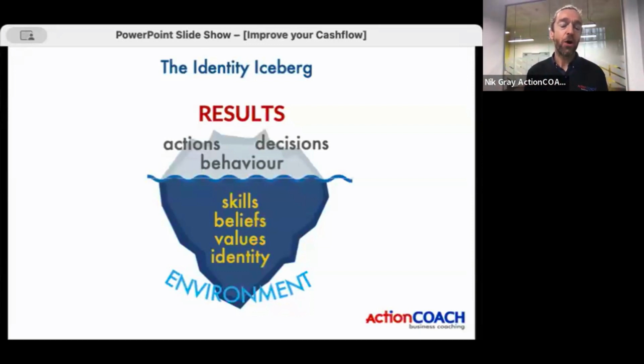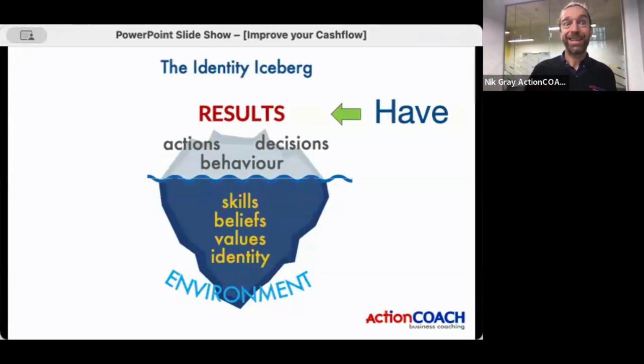So let's look at results. We take it back to one of the previous slides. Results is what you want to have. So if we're talking about cash flow, what is it that you want to have? Do you want to have 3 to 6 months worth of expenditure in cash in the bank ready in case of a rainy day? That would be a sensible goal to have around cash flow. But whatever the goal is, that's your goal. What is it that you want to have? Again, beliefs might hold you back with this. You might think that that's not possible to have. And is that belief helping you?